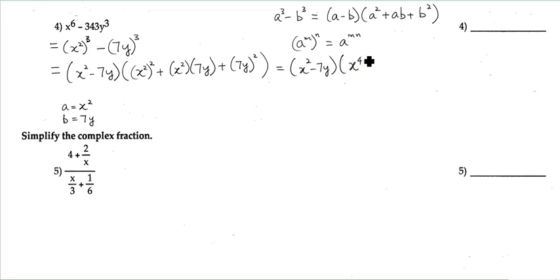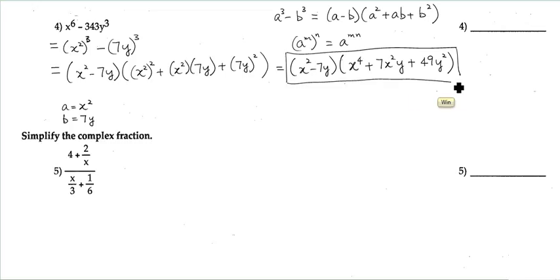How do I get the 4? Is that because 2 plus 2? It's because 2 times 2, plus 7x squared y, because we like to put the x before y, plus 7y in parentheses squared. So we have 49y squared, like this.